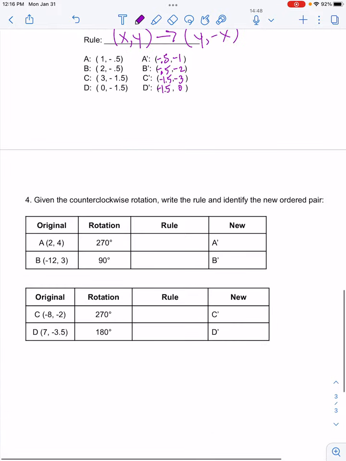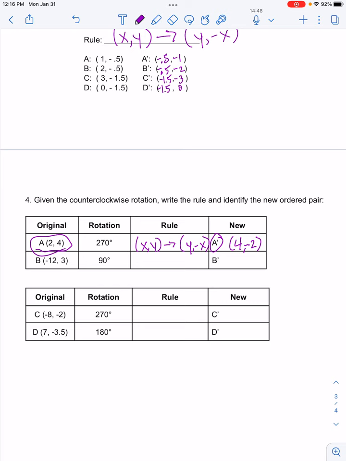Here you don't have a picture, but you know the rule because we wrote the rules up above. The rule for a 270-degree rotation looks like that. So when you take the point A and you apply it to get A prime, the Y number switches position but keeps its sign. The X number switches its position but changes to the opposite.